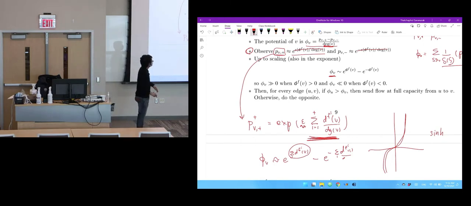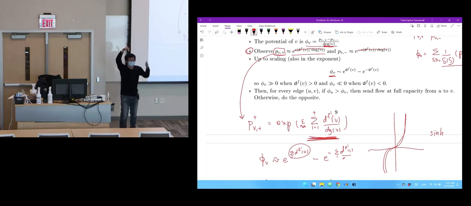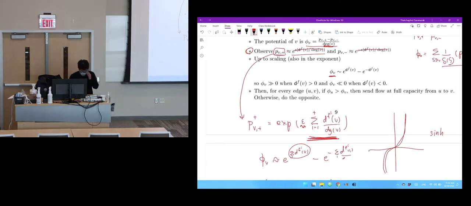This is basically the hyperbolic sine. And intuitively, it kind of prevents you from having too much excess or too much deficit, right? Because whenever you have a lot of excess, your potential goes up a lot, and then in that round you should send a lot of flow, because the algorithm just looks at your neighbor, and if your neighbor has less potential, you send, right? So does it make intuitive sense to you why this should work?